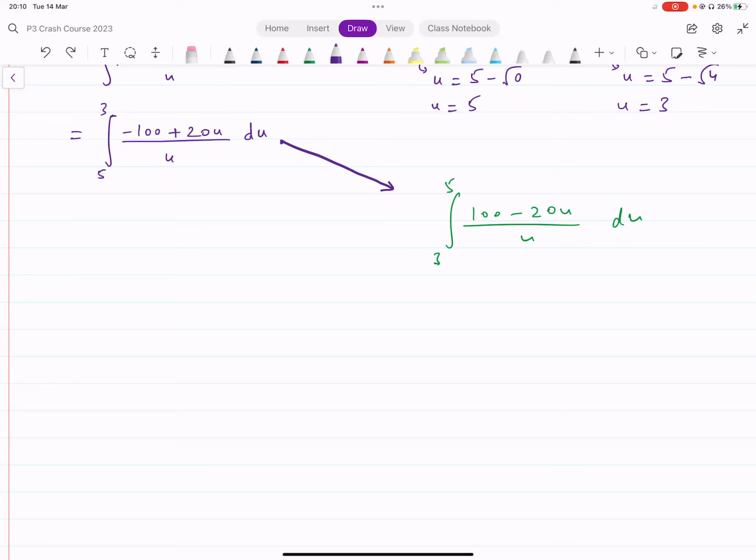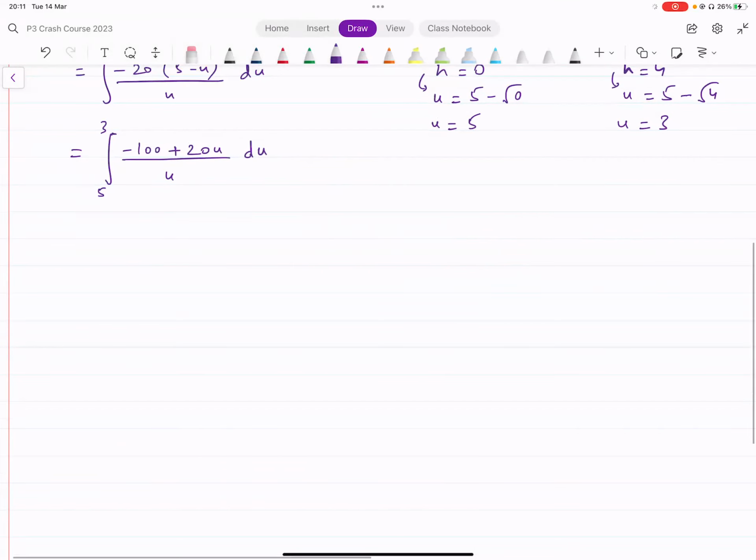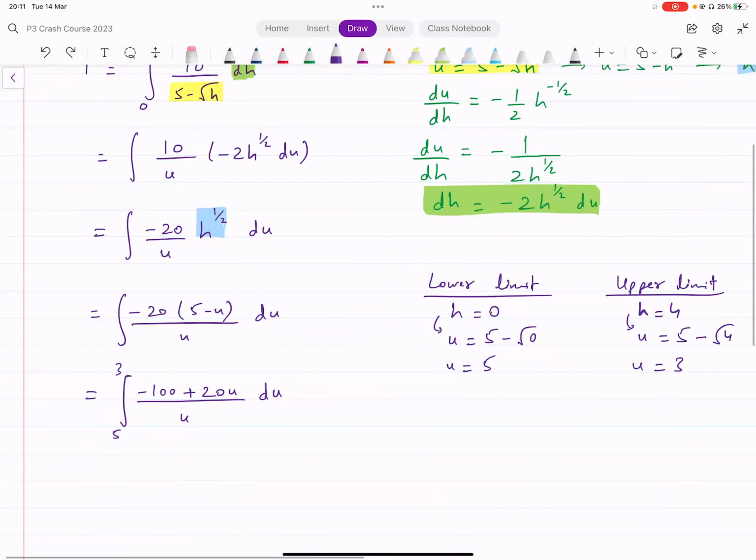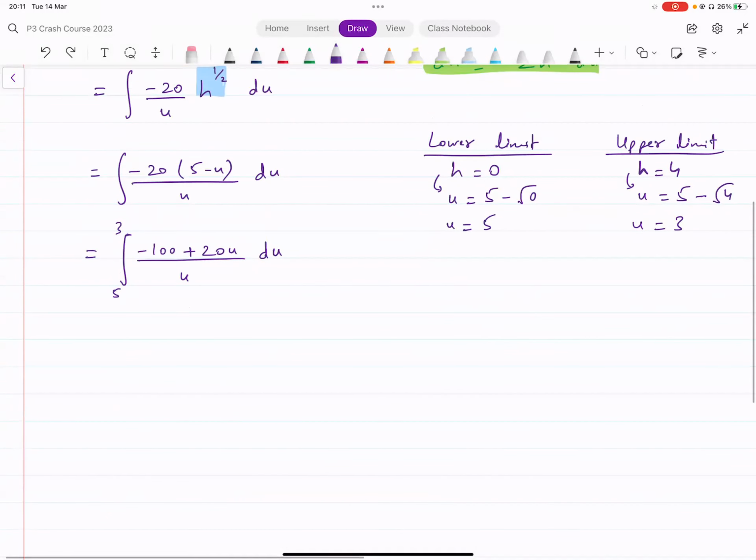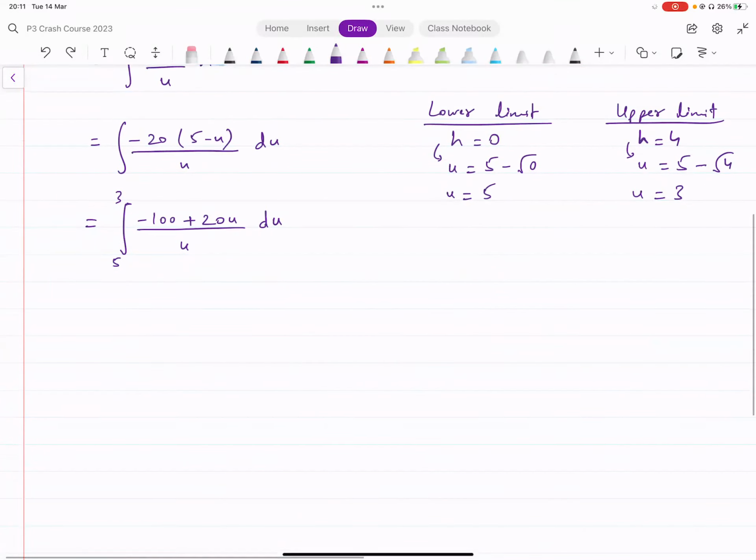Otherwise, it's not necessary. If you just want to evaluate the integral, you could just keep it as it is, and that's okay. You'll get the same result. So let's just keep it as it is for now because they don't ask us to show anything here. We just have to evaluate this, keeping in mind 5 is going to come here and 3 is going to be here. All right, now let's integrate it and see what result we get from this.